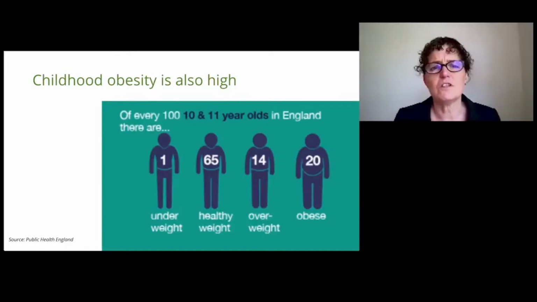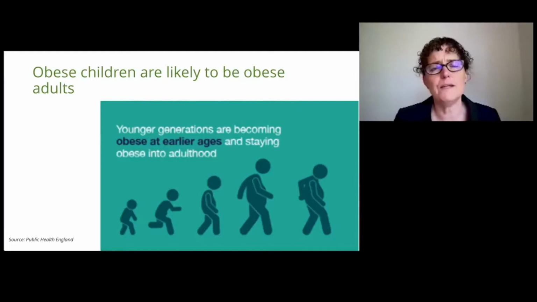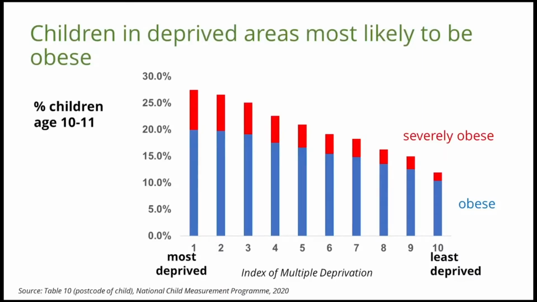Obesity in children is also high. For example, something like 1 in 5 of all 10 to 11-year-olds in England are obese. Children are becoming obese at younger ages and are staying obese into adulthood. Most worrying, perhaps, is the fact that obesity is more prevalent in more deprived areas, with children living in the most deprived regions of the UK being nearly twice as likely to be obese as those living in the least deprived.